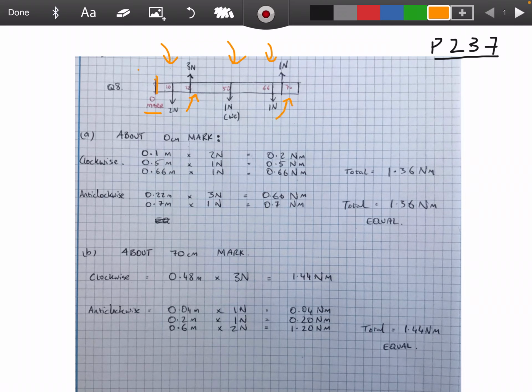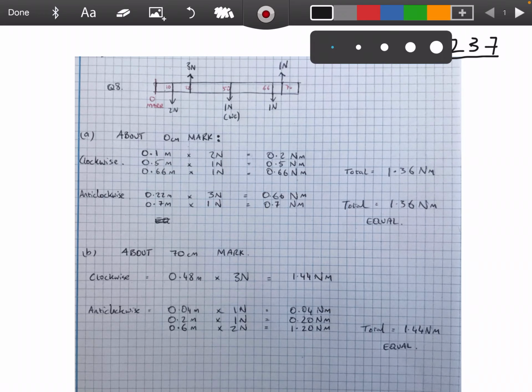Now that's in relation to the 0 mark. The 3 that are pointing downwards are going clockwise from here. So if I look at those from the 0 mark, clockwise, clockwise, clockwise. And then if I look at the other ones from the 0 mark, this one is anti-clockwise, this one is anti-clockwise. So that's what we have to keep in mind. I'll get rid of those now, and we can see the calculations underneath that I've done.